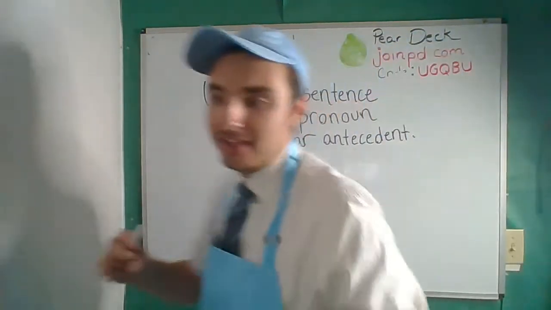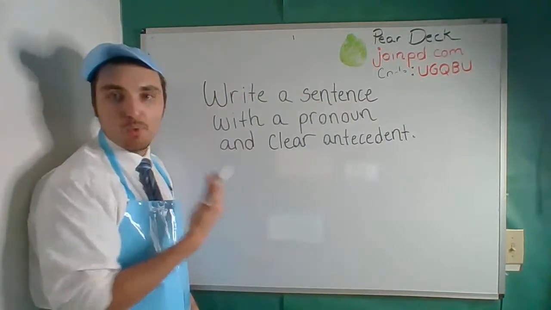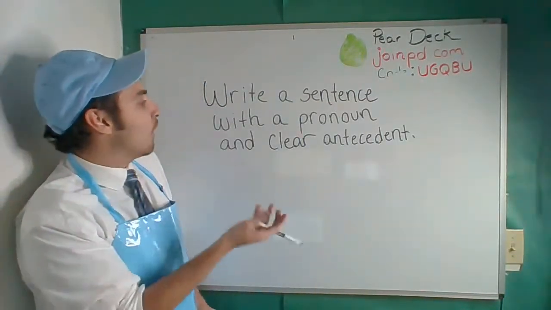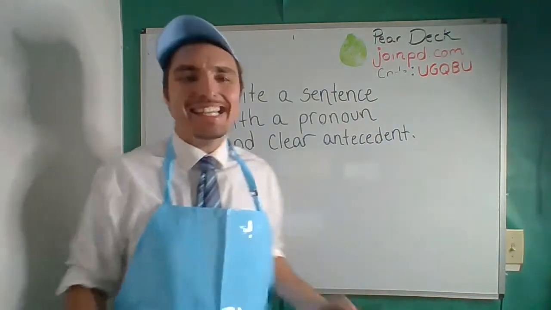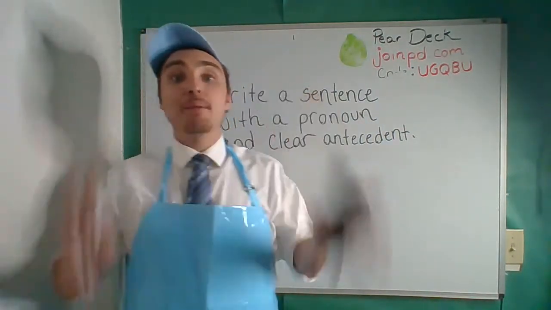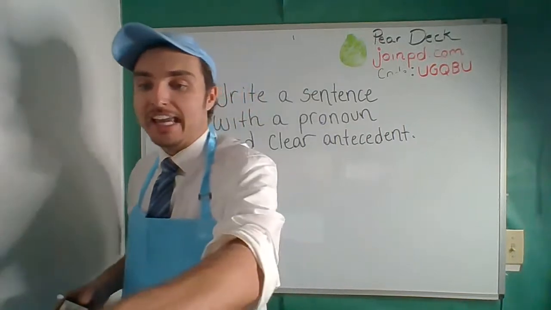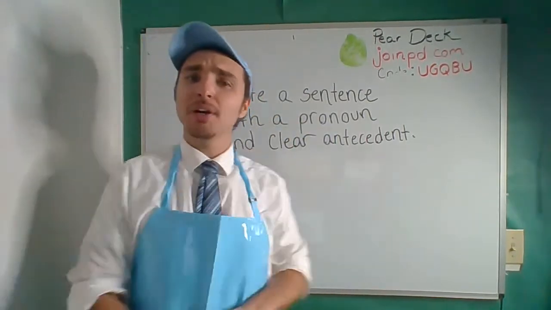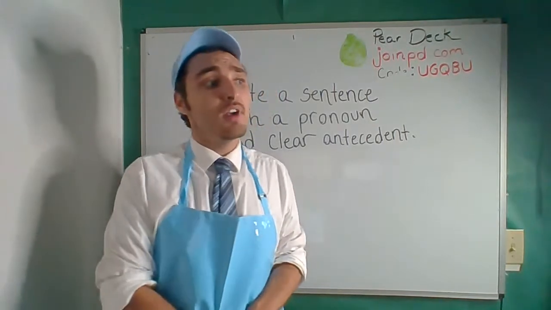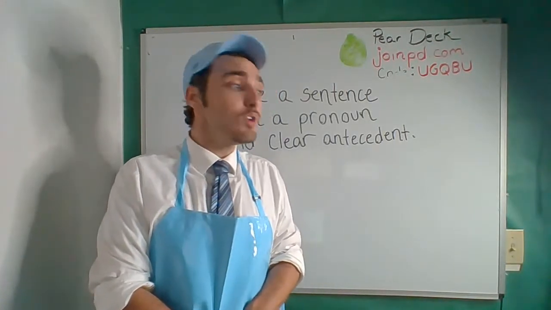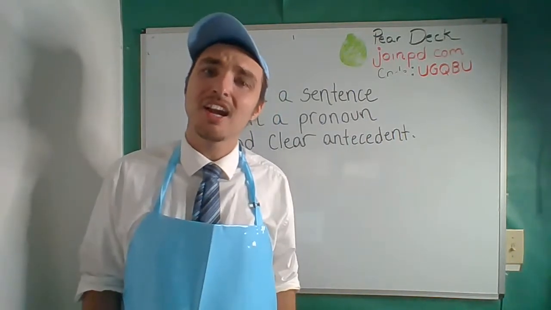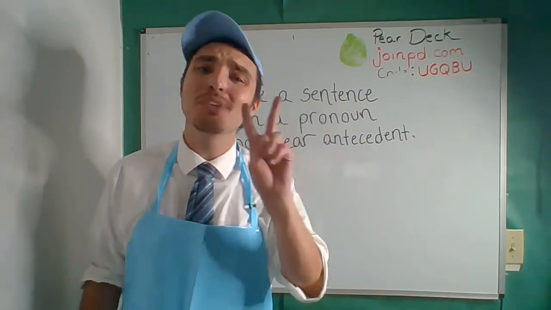All right. So just going back to it real quick, the directions for the check. Write a sentence with a pronoun and a clear antecedent. It could be about whatever you would like. It could be about my pear friend here. It could be about general grammar. It could be about your hopes and dreams, or maybe even the unicorn that just won't leave your front yard. Come on, it's been 2 years.